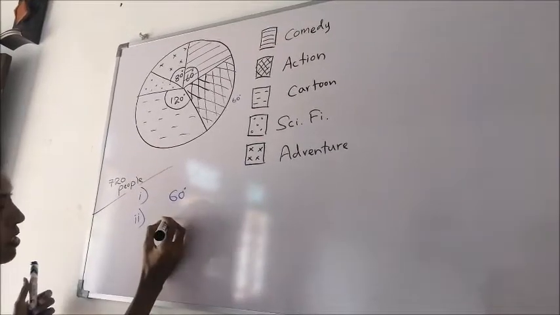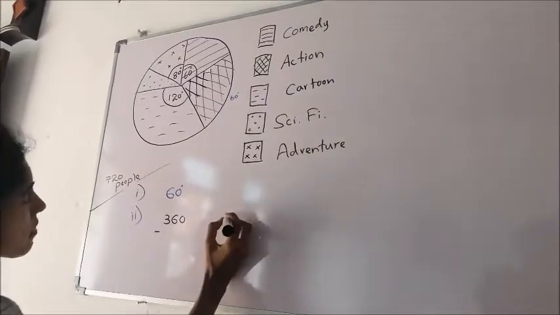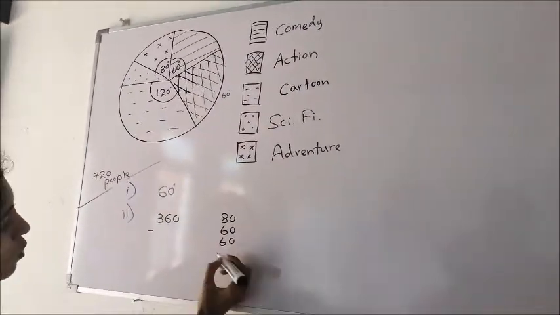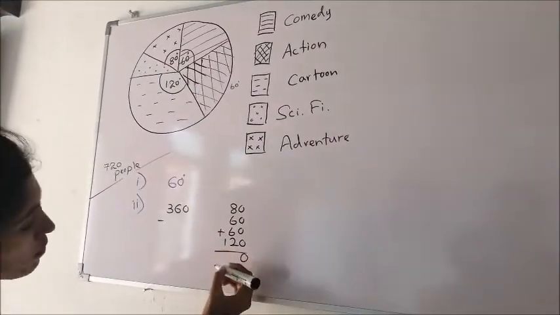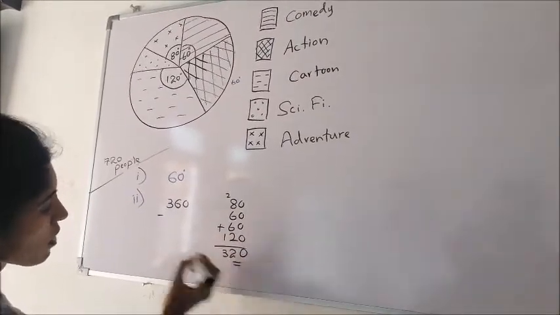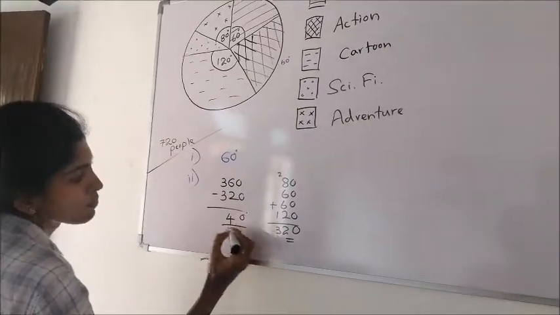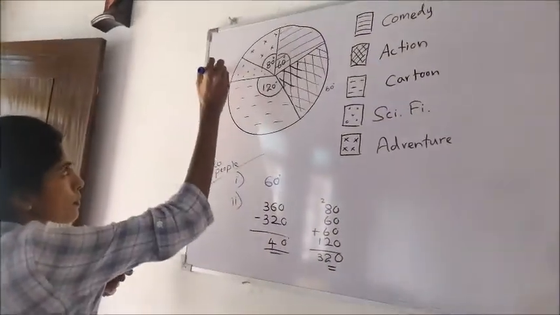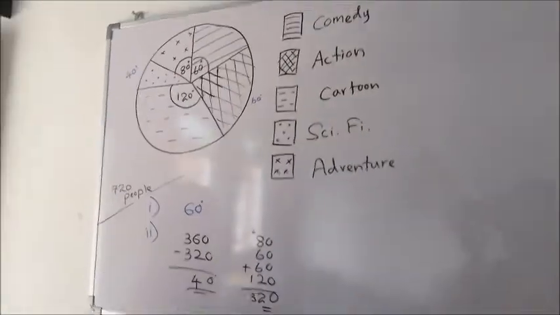From 360, we must subtract what? Firstly, we will add all the angles. 80, 60, another 60 from action movies, 120. That is 320. When we subtract, 40 degrees is coming, right? The angle related to this is 40 degrees. That is the answer.